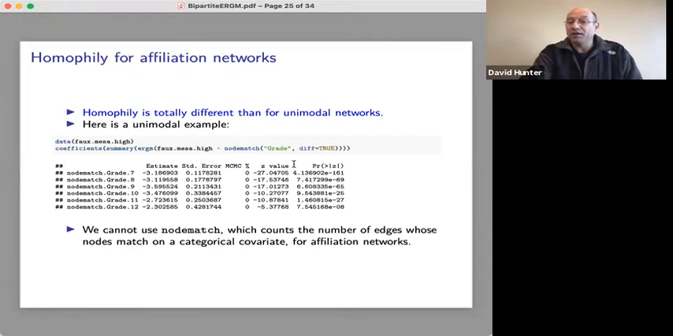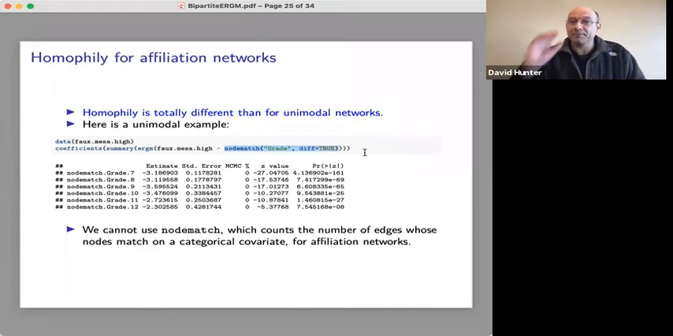Homophily, unlike these main effects, is totally different than for unimodal networks. So if you watched Brian's video and he talked about homophily, homophily was a very simple thing to model in a unimodal network. And I'll just give a quick example here. In the ERGM package, there's a data set called faux.mesa.high, and we're simply going to fit a model that includes a nodematch term for faux.mesa.high.